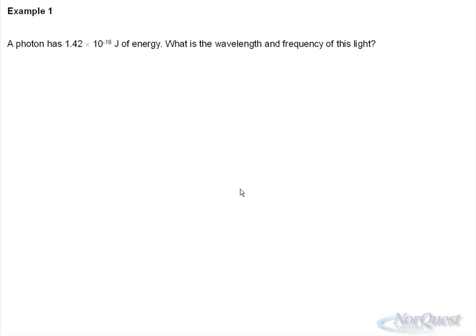We're giving you the energy of the photon, 1.42 times 10 to the negative 19 joules. We're just looking for wavelength and frequency. So you have the energy, 1.42 times 10 to the negative 19 joules. What we want to figure out is wavelength and frequency. Well, we could start with the E equals hf formula. Start with finding the frequency.